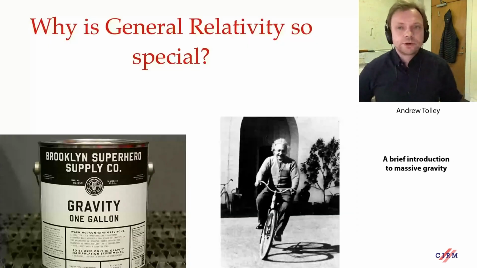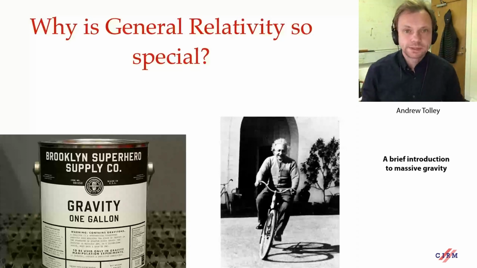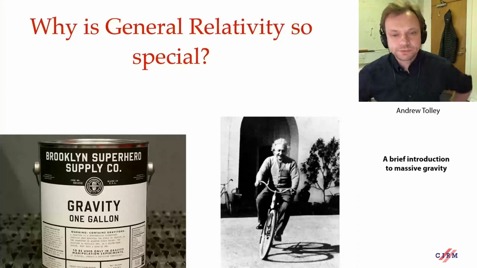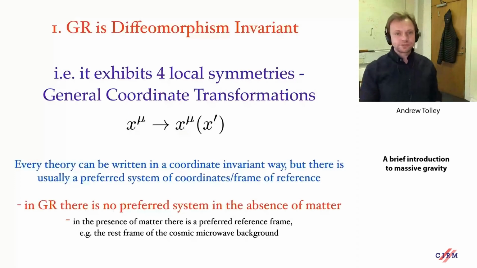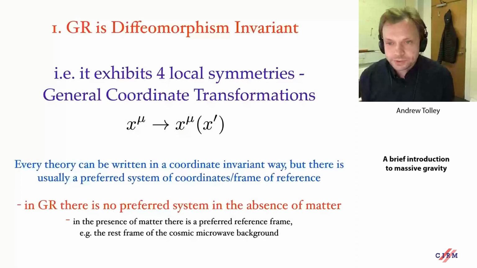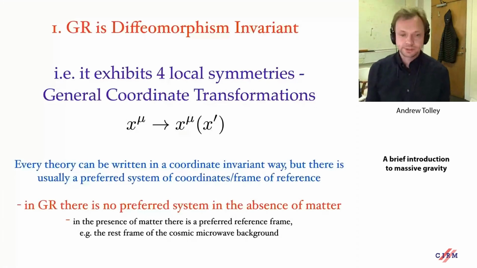Okay, so let's go back to general relativity again and look a bit more at what makes it so special. There are lots of nice things about general relativity. Probably most importantly is its symmetry. It's a diffeomorphism invariant theory. That's just a fancy word for saying that it exhibits four local symmetries, which are general coordinate transformations. So I can change my coordinate system any old how I want, and I should not fundamentally change the physics. I may change the way I describe the physics, but I'm not actually changing the physics. And so the laws of physics should be independent of our choice of coordinate system.